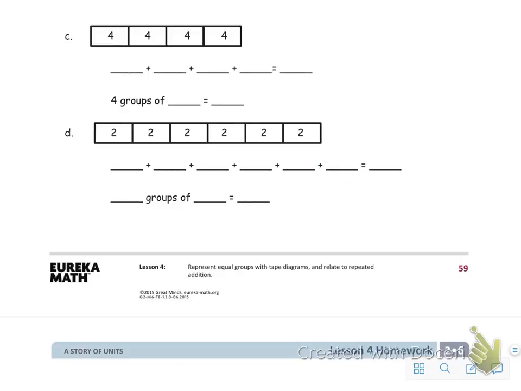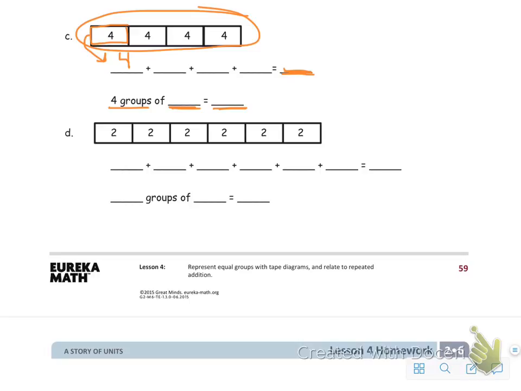So same concept with problem C, except instead of pictures we have numbers. So you would simply take the number, plug it into the space, and find the total over here, and then of course 4 groups of blank, so this is the number in each space, is equal to blank, and this is the total when you add all of this up.